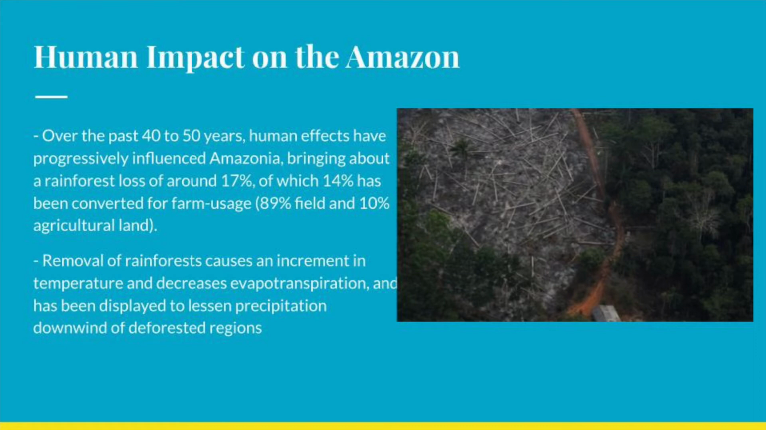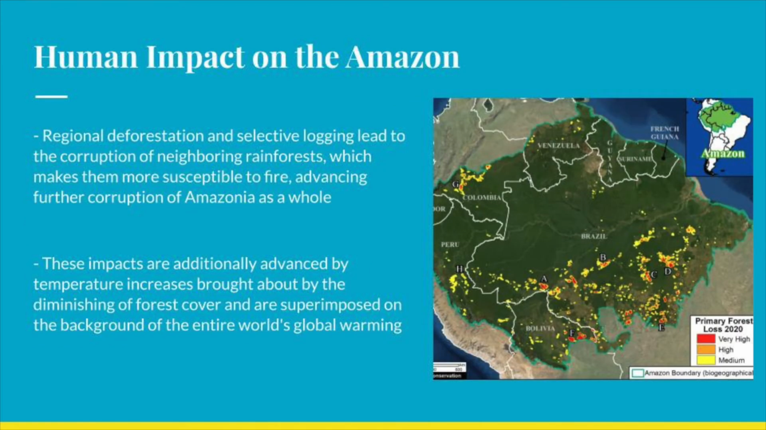And so the removal of rainforests causes an increase in temperature and decreases evapotranspiration, and has been shown to lessen precipitation downwind of deforested regions. To document the direct effects of human impact on the Amazon, notably regional deforestation and selective logging, has led to the degradation of neighboring rainforests, which makes them more susceptible to fire, which just further advances the degradation of Amazonia as a whole.